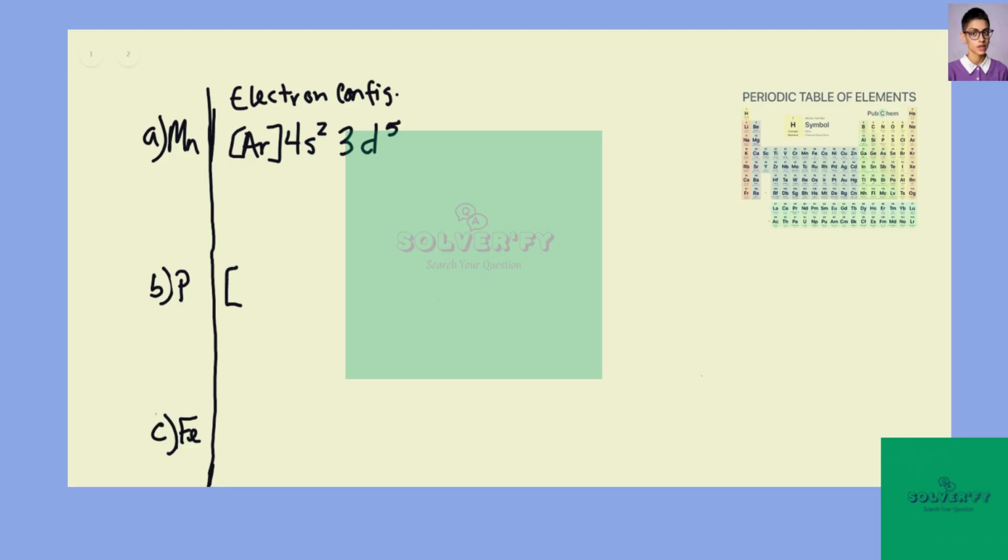Next we have phosphorus, which is a 3p element. So its most recent noble gas is neon. So after that, it's 3s2 and then 3p3. And then lastly, we have iron, which is the element right after manganese. So it's going to be argon in brackets, and then 4s2, 3d6.